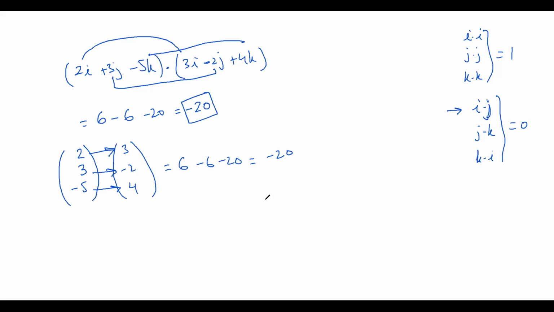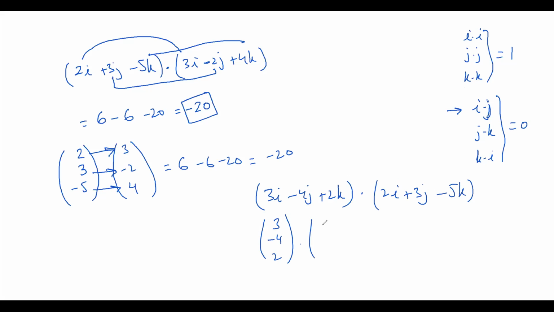Can you quickly try this dot product? Let's say you have 3I minus 4J plus 2K dot 2I plus 3J minus 5K. Yes, can you do that quickly? Let's see who gives us the answer first of all. There's 3, minus 4, 2 dot 2, 3, minus 5. That is 6 minus 12 minus 10, that is minus 16.